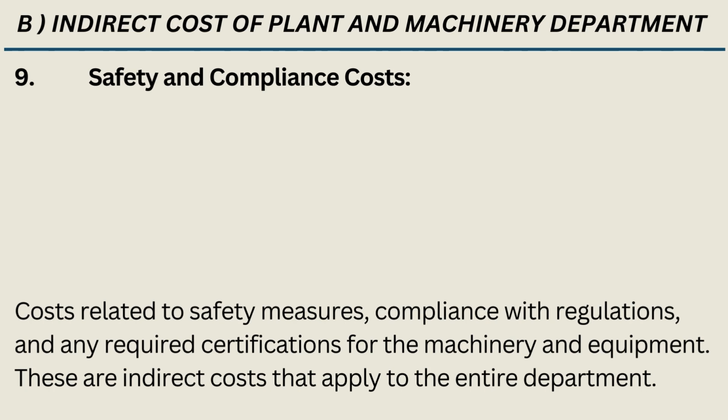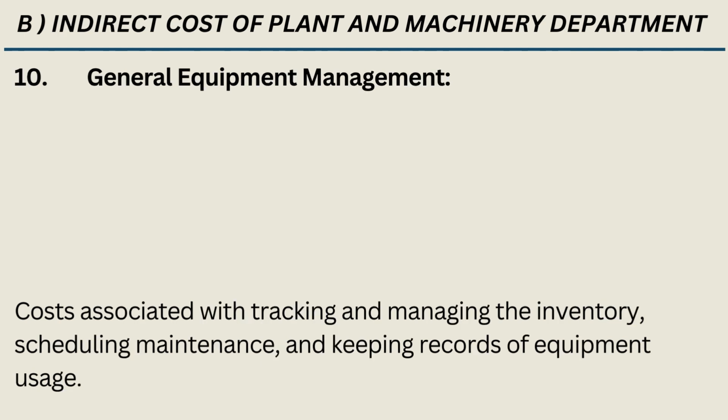9. Safety and compliance costs. Costs related to safety measures, compliance with regulations, and any required certifications for the machinery and equipment. These are indirect costs that apply to the entire department. 10. General equipment management. Costs associated with tracking and managing the inventory, scheduling maintenance, and keeping records of equipment usage.